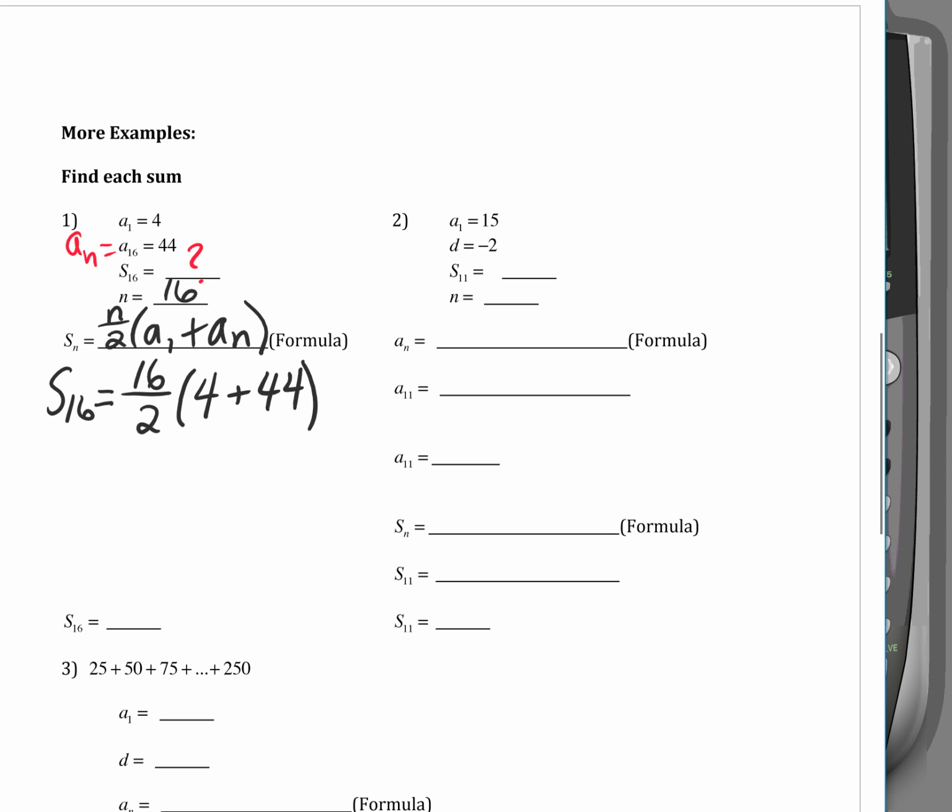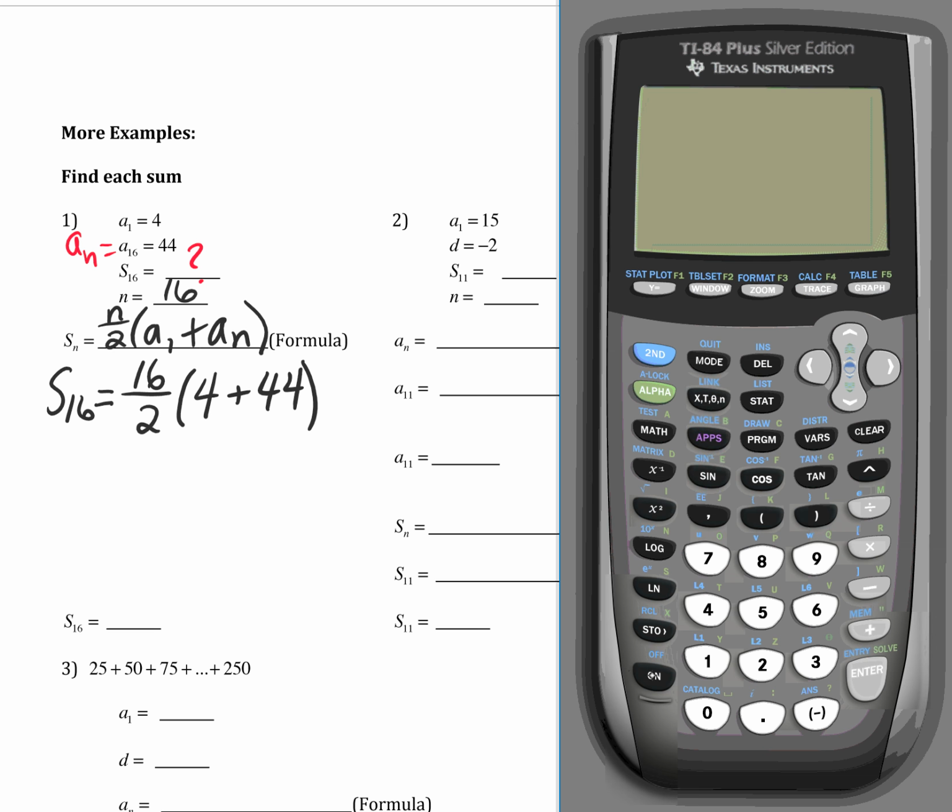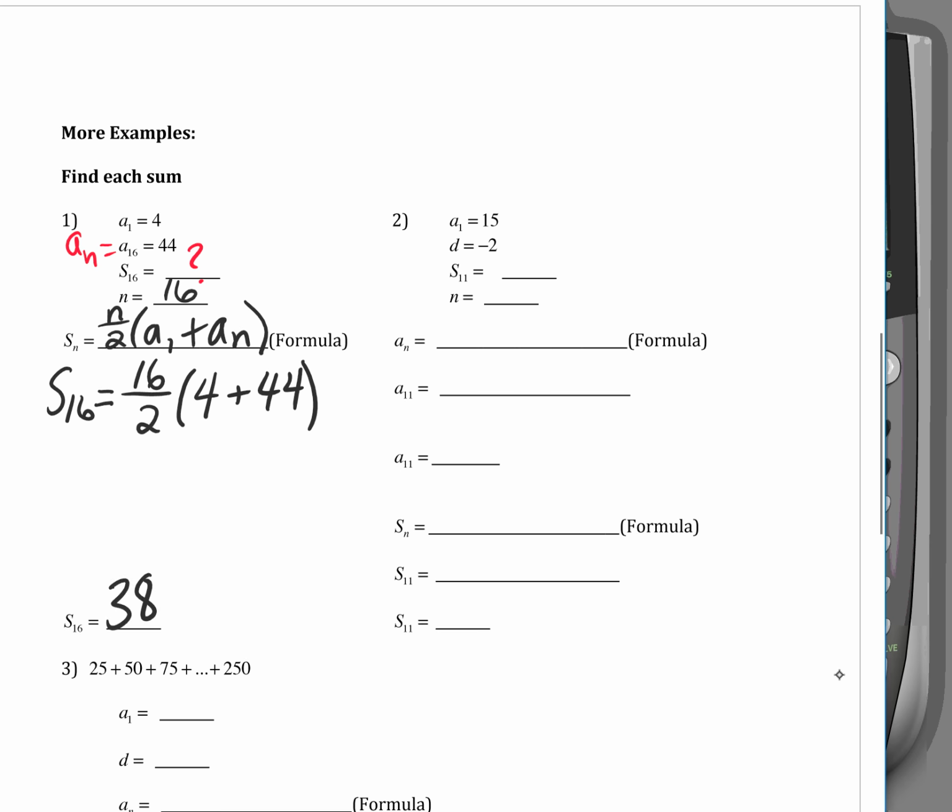You should be able to, just like we did with arithmetic, plug that straight into your calculator. So let's do that right now. I chose not to use the fraction tool here. You definitely can. And then we get a sum of 384 for this one.